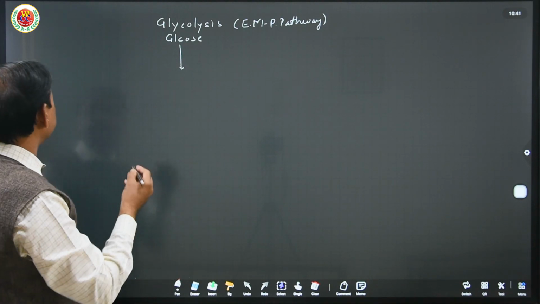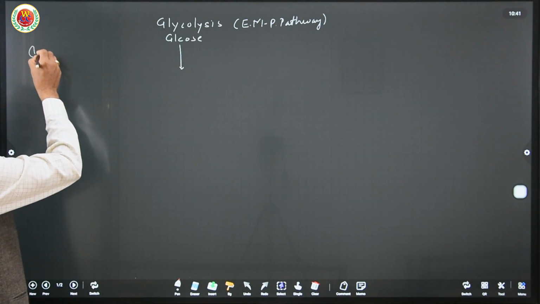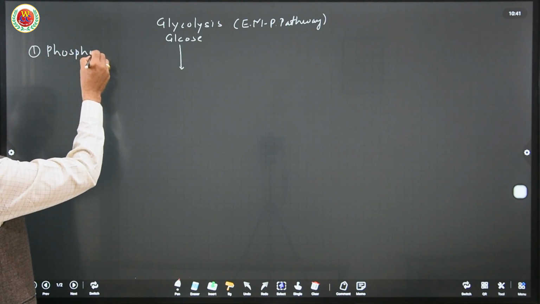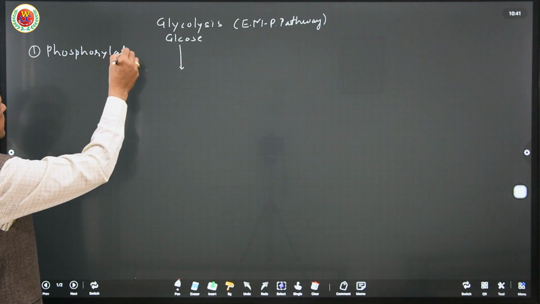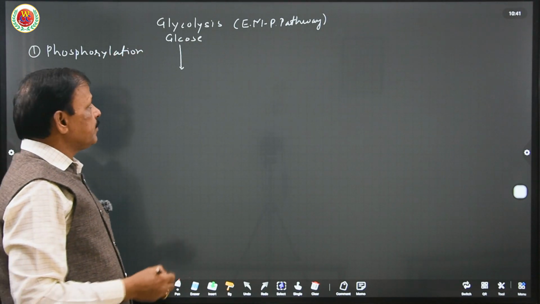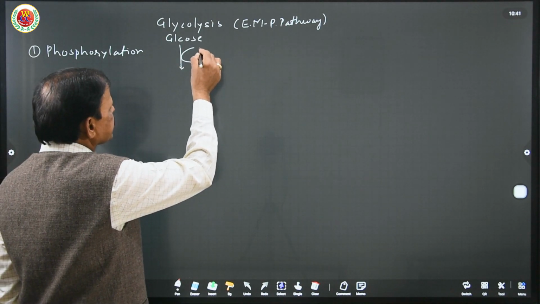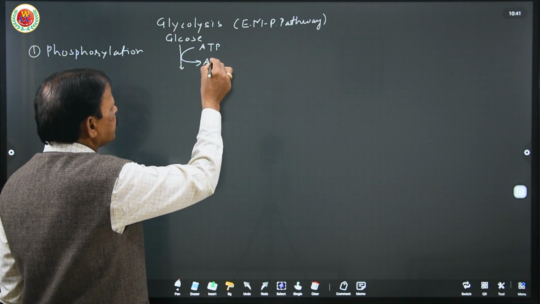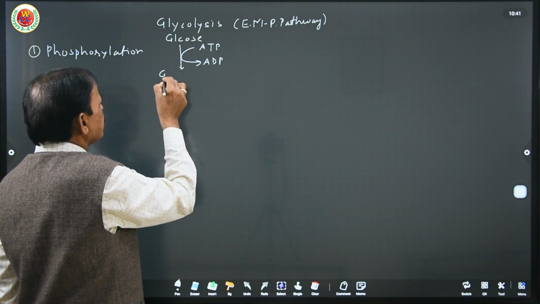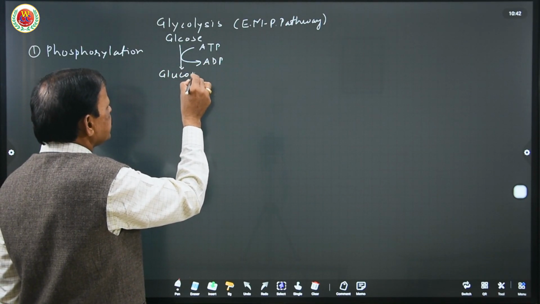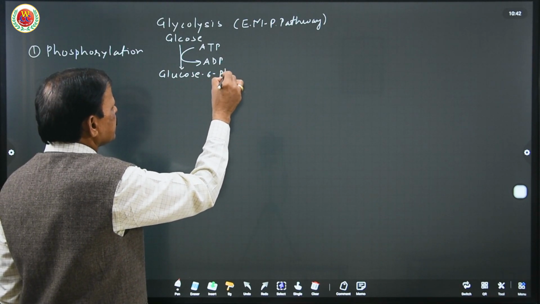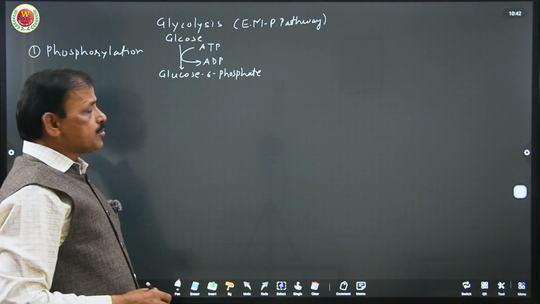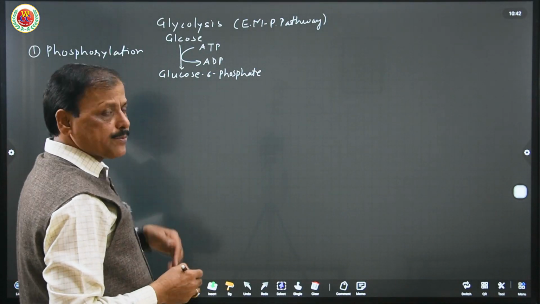The first step involved in this is phosphorylation, where glucose undergoes phosphorylation with the help of adenosine triphosphate, adding one phosphate to glucose, producing glucose 6-phosphate. This is the product of that first process, phosphorylation.